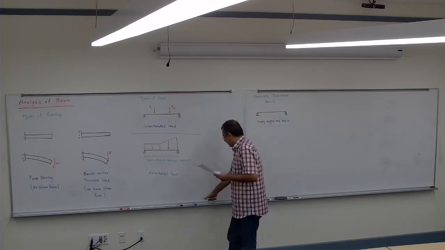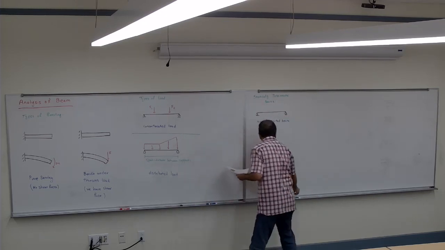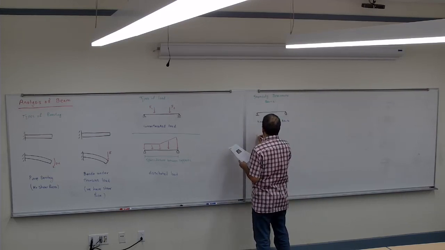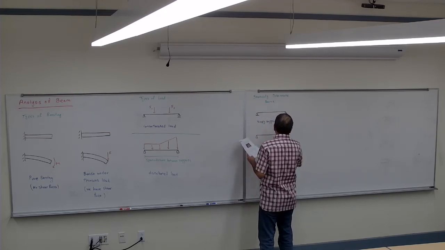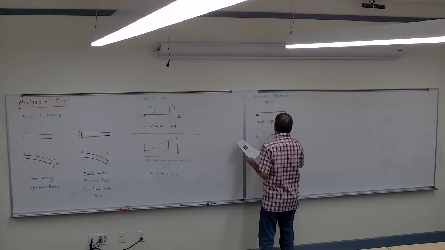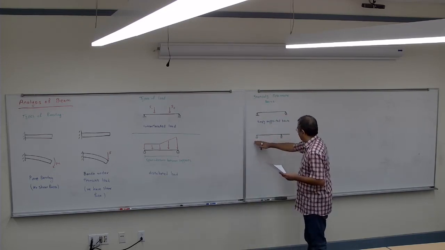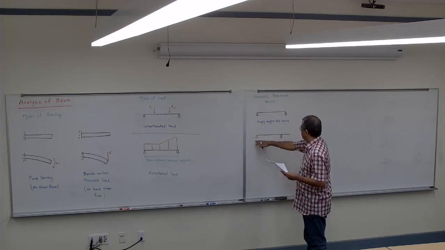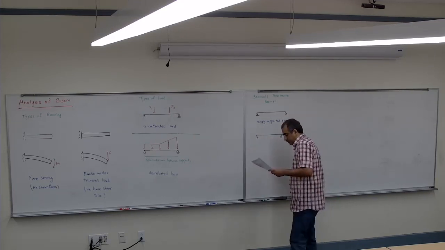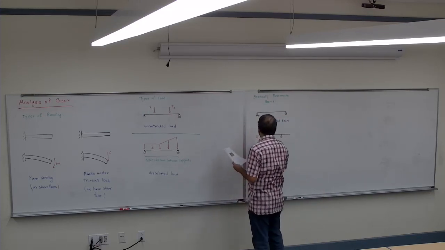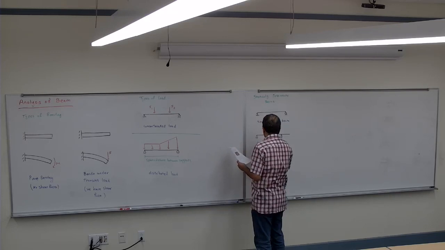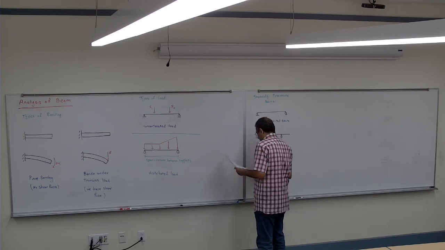The second case that we have is the overhanging beam. So if I have a beam that goes there, instead of having the support at the very end, I have it, for example, somewhere here. I have this part, that's a simple support, and then I have the overhanging part. So it's going to be the overhanging beam.